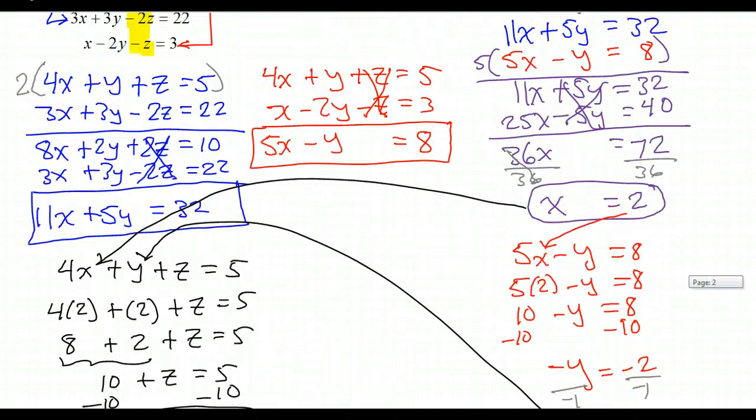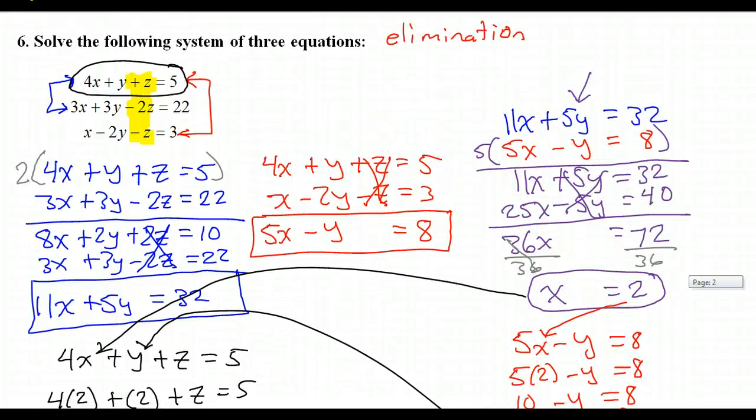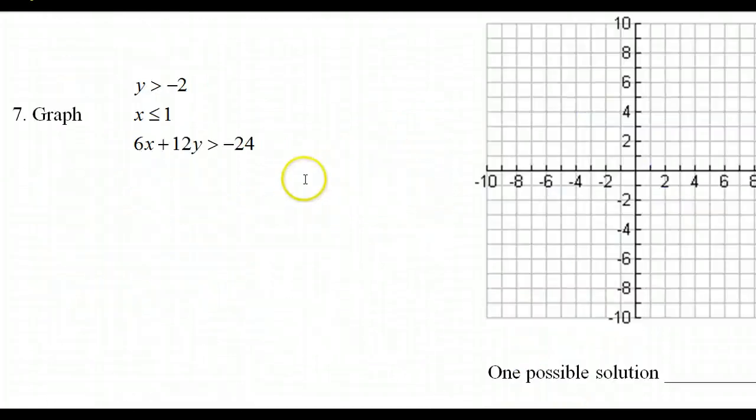And that is how you could solve a system of 3 equations. Alright, now it's time for the last problem on the sheet. We need to graph these inequalities and state one possible solution. There are many. Infinitely many, in fact. Please remember that these lines are these small ones, alright?